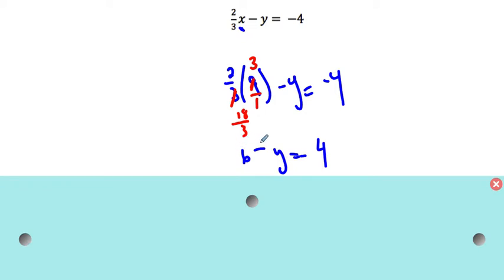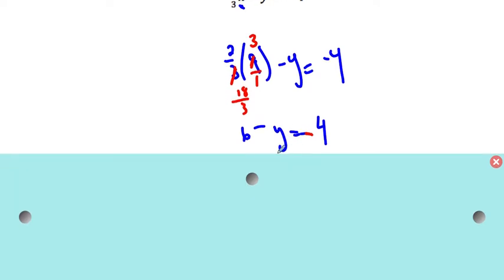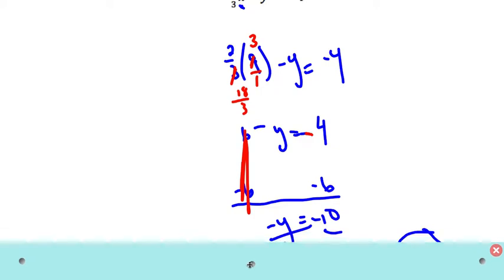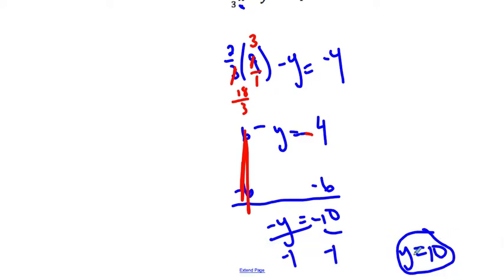So I have 6 minus y equals negative 4. My negative sign kind of ran into my equal sign there. Now, move the 6 over, so we're going to subtract 6 from both sides. 6 minus 6 is 0, so these are gone. Over here, negative 4 minus 6 is a negative 10. And when we bring down the negative y, we want to get y by itself, so we divide both sides by negative 1. And we end up with negative 10 divided by negative 1 is 10.